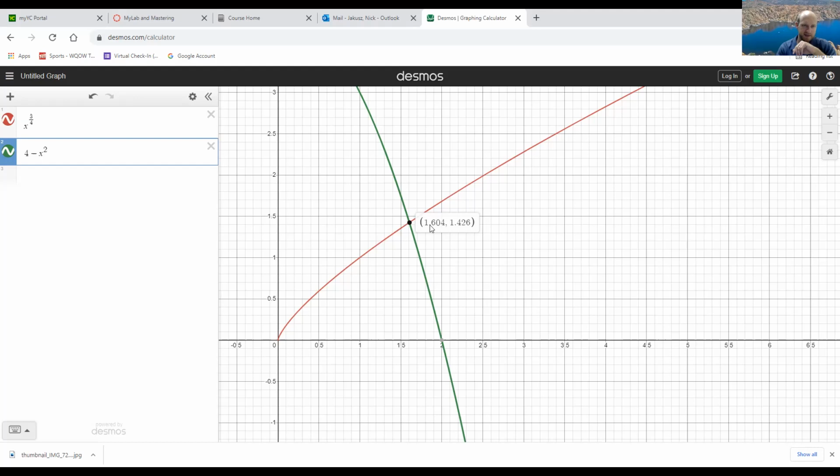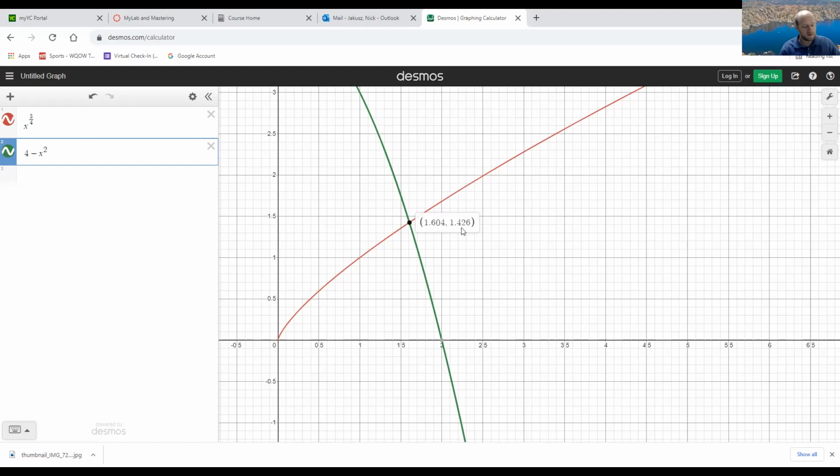And for my x value, that would be the solution, where x is 1.604 and y is 1.426. Let me write those down because when I go back, I just want to make sure I still have this.